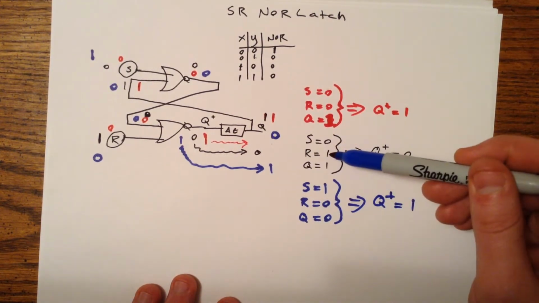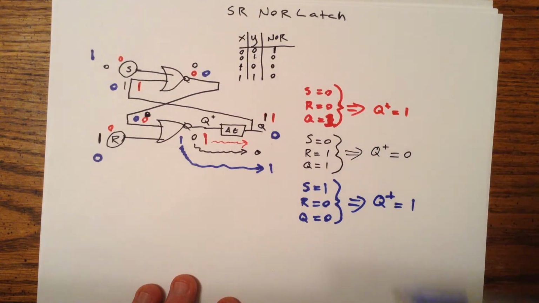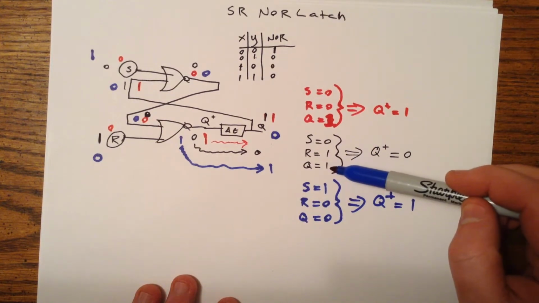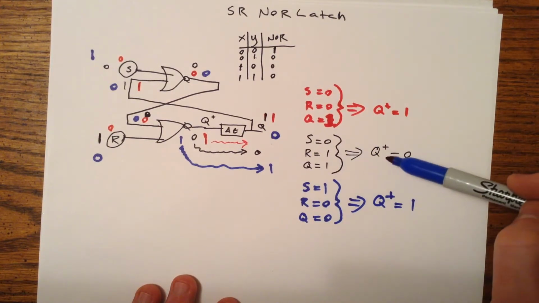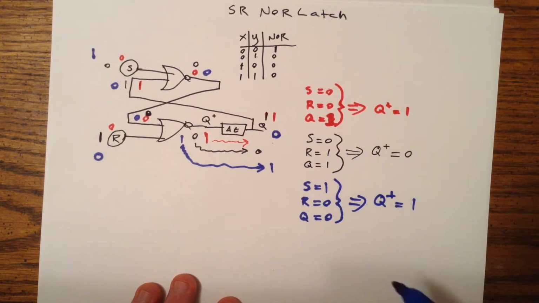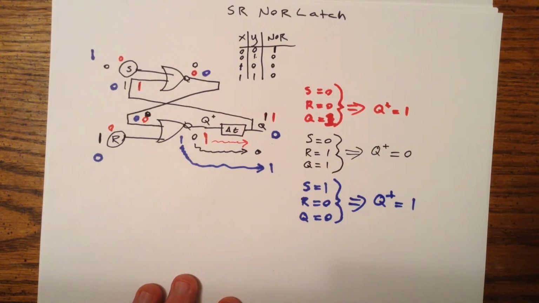Now, if we put reset equal to 1 and set equal to 0, then we change Q from a 1, and the next state of Q will be a 0. So we're resetting it, we're turning it off almost. We're just hitting the off switch when we put a 1 on that reset.